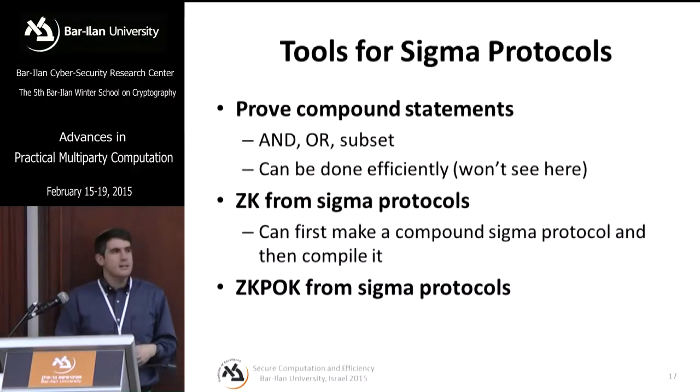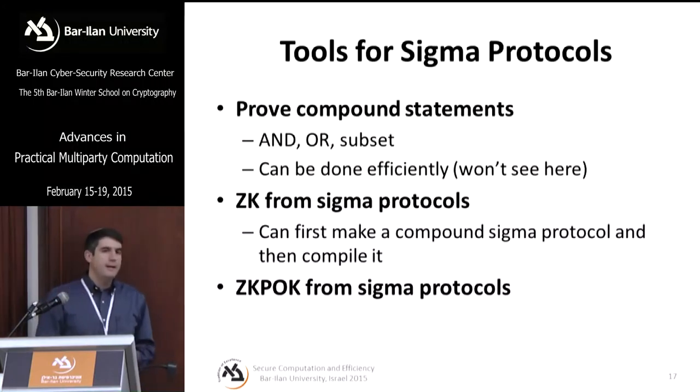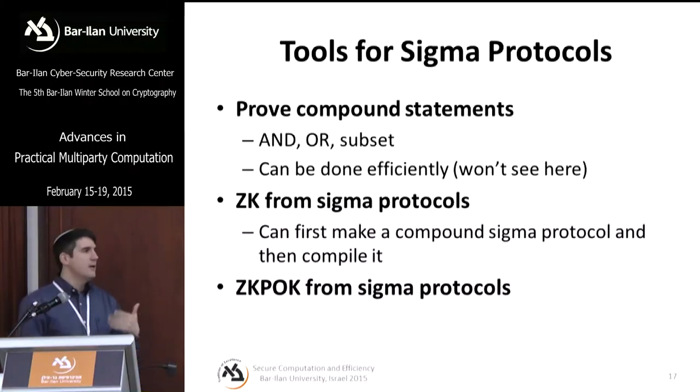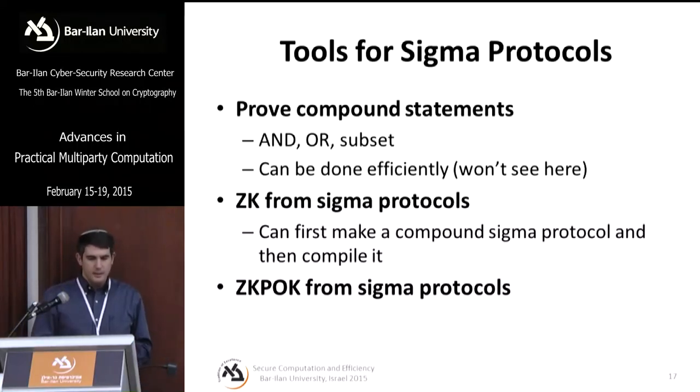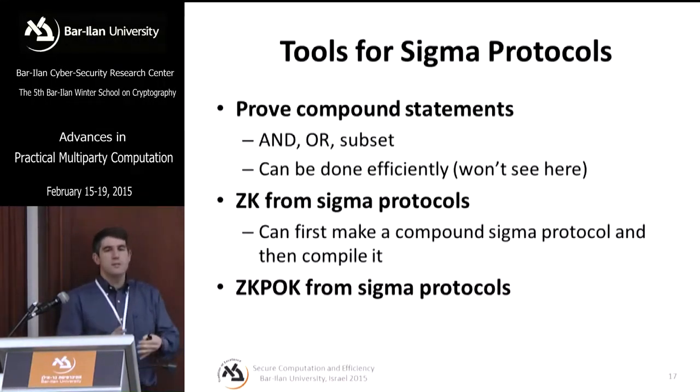That you can do such things, and also the construction, which is by Cramer, Damgaard, and Schoenmakers, is really one of the most beautiful protocols that I know of, so I really suggest reading it. Two other very important things which we'll use is that we can compile and get full zero knowledge from sigma protocols very efficiently, and likewise we can get full zero knowledge proofs of knowledge from sigma protocols very efficiently. So in my secure computation protocol, if I need a full zero knowledge proof, I can get it very efficiently from this.